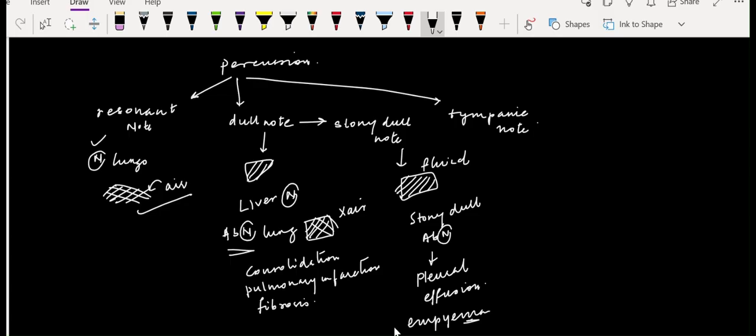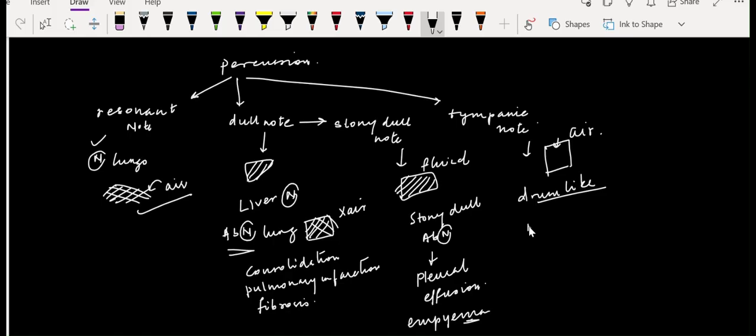Okay, and what's tympanic note? Tympanic note is kind of a drum-like resonance. Something just completely filled with air. Here we saw that there was some interwoven connective tissue with little spaces filled with air. But this is not interwoven connective tissue. This is a complete space, a completely single space which is filled with air. So when such a space exists completely filled with air, that kind of resonance produces something like a drum-like sound, which is called tympanic.